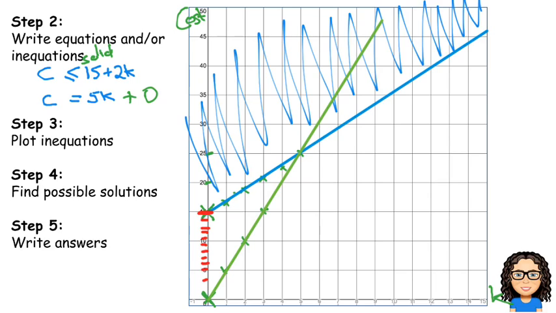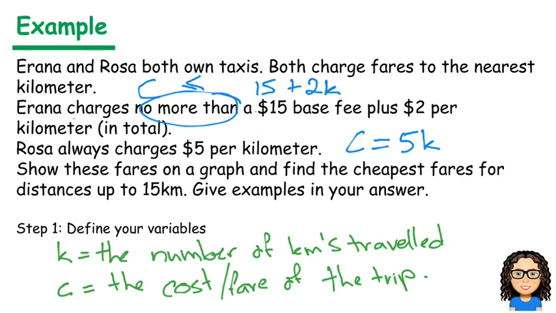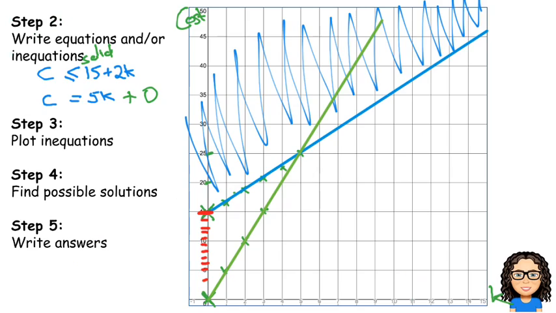So now what I need to do is identify which points are possible solutions to this. I know that they can't be above the blue line. So for the blue line or below, anything is possible. And it has to be equal to that one there. So the question was, find the cheapest fares for distances of up to 15 kilometres.